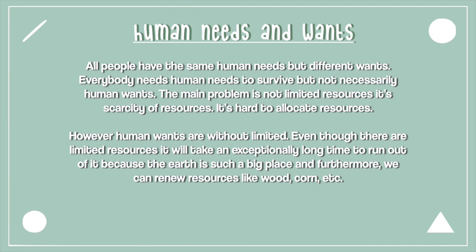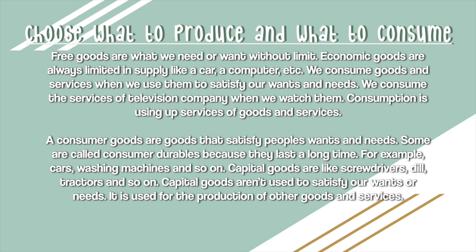Even though there are limited resources, it will take a long time to run out of them, because the earth is a really big place, and you can even renew some resources like wood, corn, or food. Choosing what to produce and what to consume. Free goods are what we need or want without limits. Economic goods are always limited in supply, like a car, a computer, or any other goods.